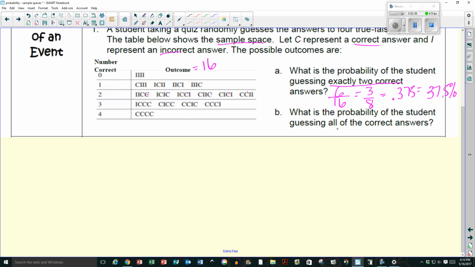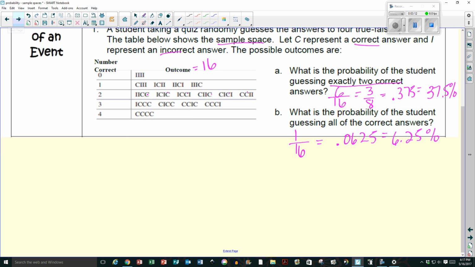Now, what is the probability of guessing all the correct answers? Well, there are 16 possible outcomes. So how many choices does he have to choose from where they're all correct? There's only one. There's only one way to get all correct answers. So that would be 0.0625 or 6.25%. So about a 6% chance of guessing all the correct answers, which means there's about a 94% chance that you won't.